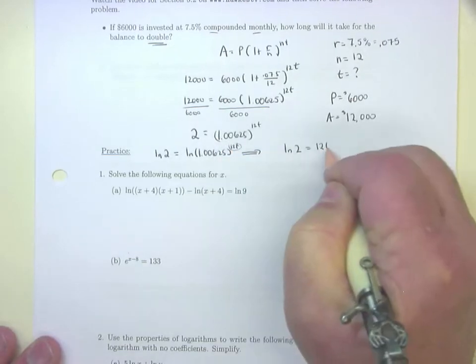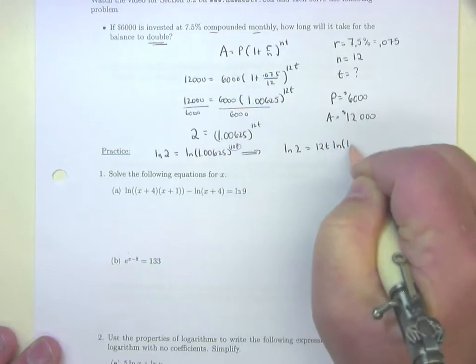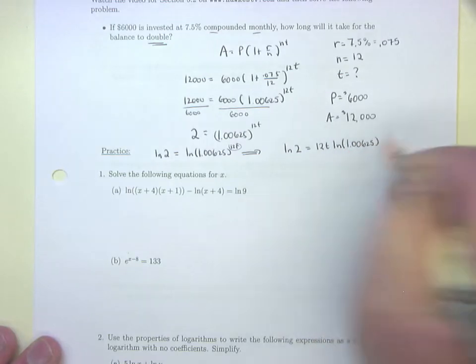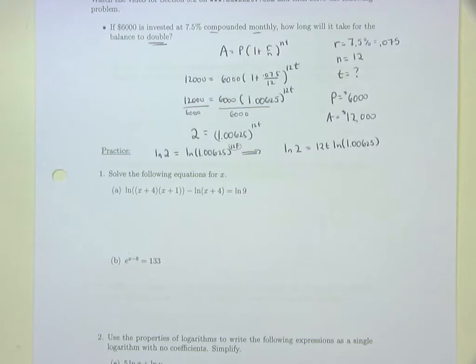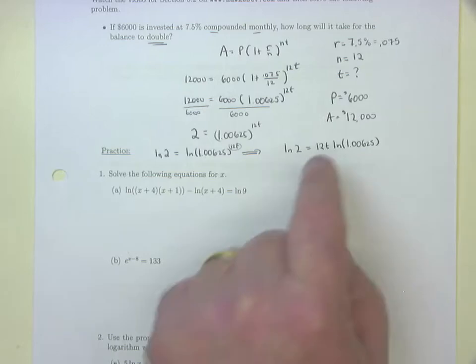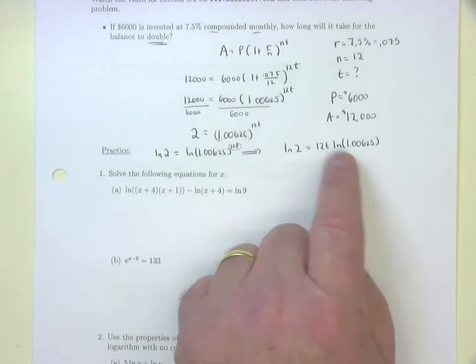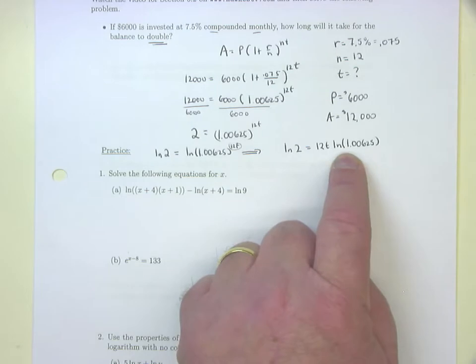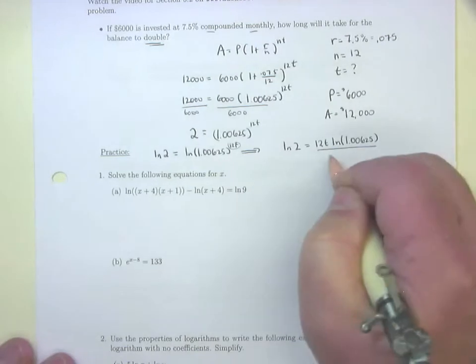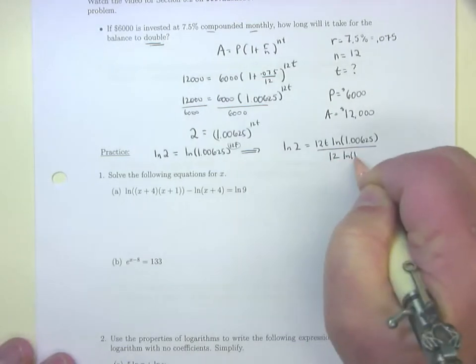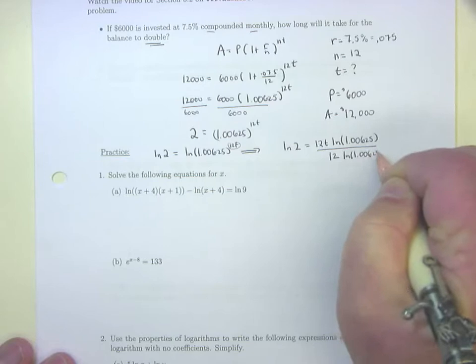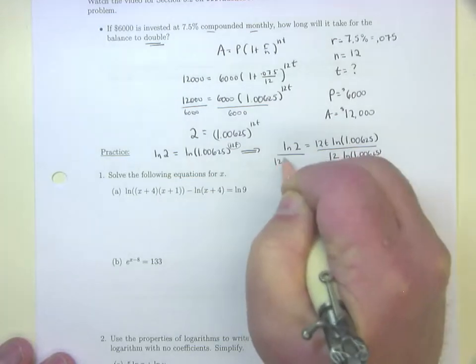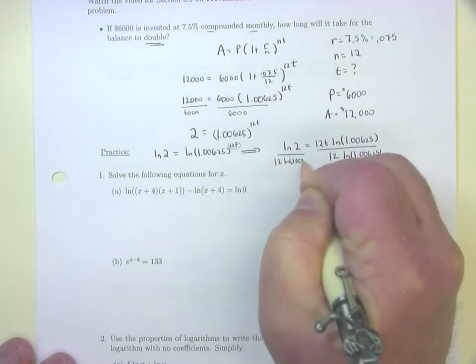That'll be 12t times the natural log of 1.00625. And then the last thing I'm going to do is solve for t. What are you doing to this t that you're trying to solve for? We're multiplying it by 12, and we're multiplying by this weird natural log of 1.00625. What gets rid of multiplication? Division. I'm going to divide both sides by 12 times the natural log of 1.00625.